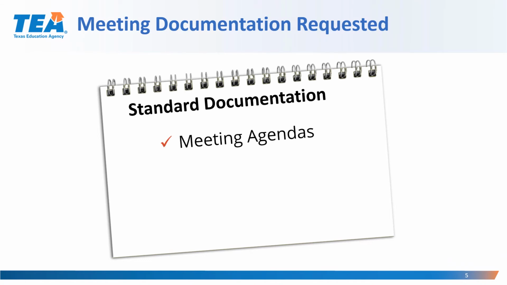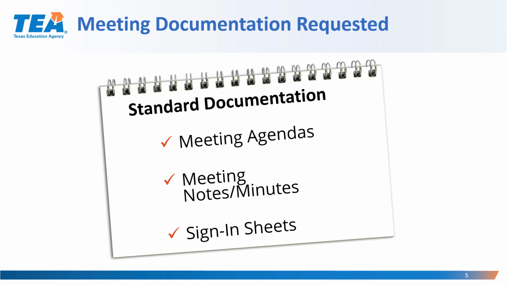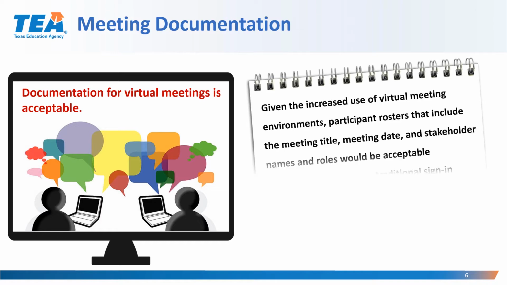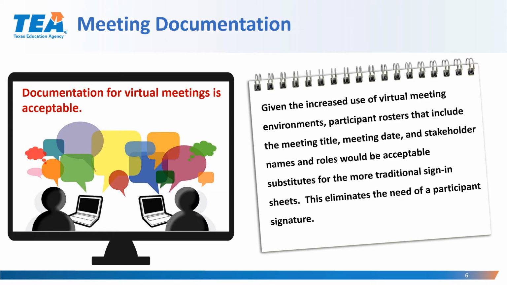If meeting documentation is to be provided for any requirement, please consider the following. The standard meeting documentation that an LEA should maintain locally includes meeting agendas, meeting minutes, notes, and sign-in sheets. Please note that documentation for virtual meetings is acceptable. Given the increased use of virtual meeting environments, participant rosters that include the meeting title, meeting date, and stakeholder names and roles would be acceptable substitutes for the more traditional sign-in sheets. This eliminates the need of a participant signature.